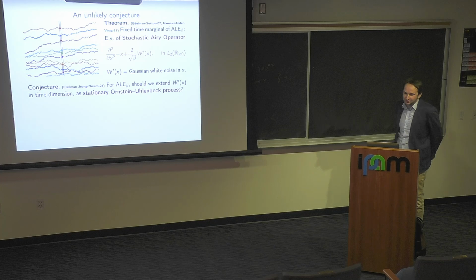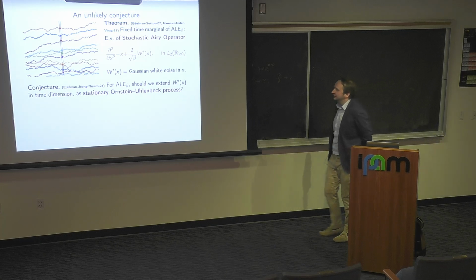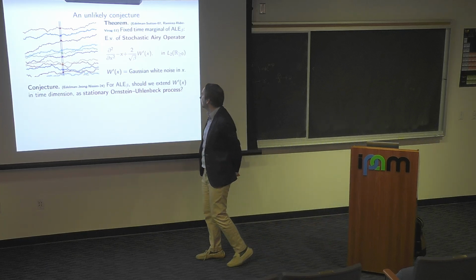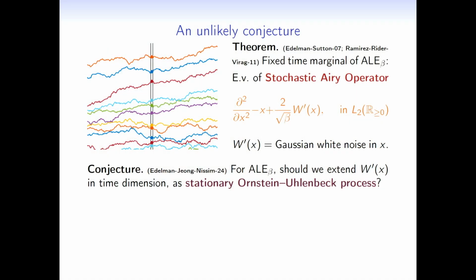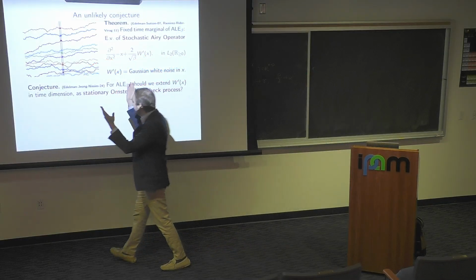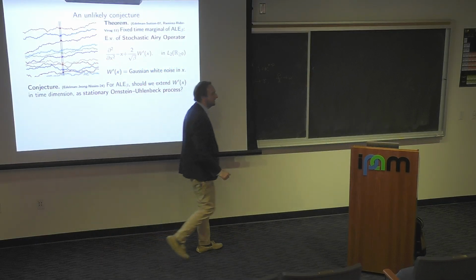There were some conjectures last year in the article of Edelman, Jung, and Nissim. They say, okay, what if we do it in the most naive way? Well, you need to have some stationary process here. So maybe you just extend this white noise as the Ornstein-Uhlenbeck process in this time dimension. That was a conjecture which they stated.